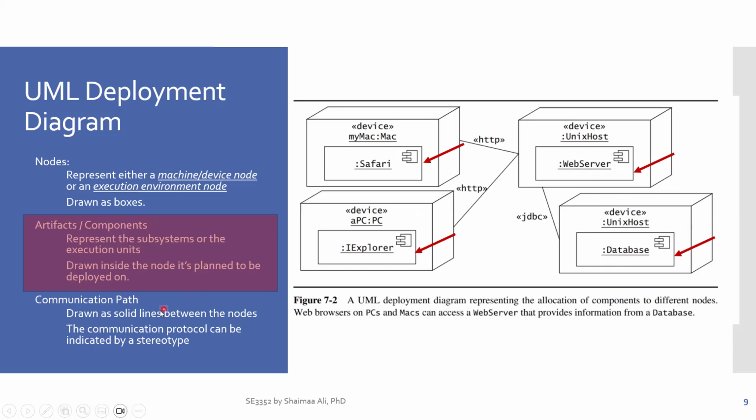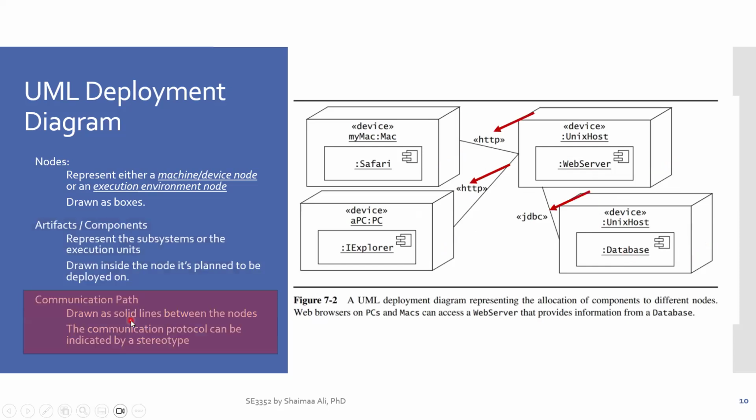Okay, now the third element in the diagram is the communication path. Remember, we needed to know what the devices are, which component is going to be running on which device, and how these devices are going to be communicating. Obviously, communication between a web server and a web client happens through the HTTP protocol. So this line indicates that there is communication happening through the HTTP protocol.